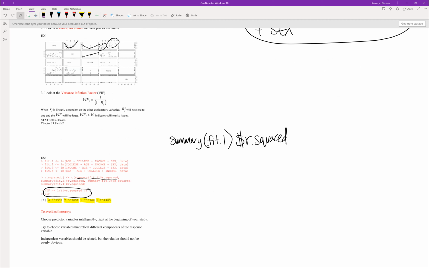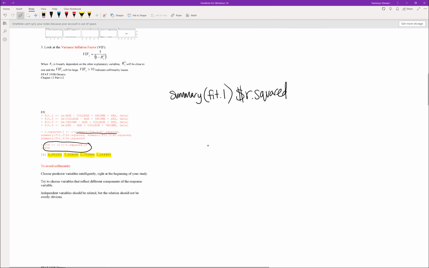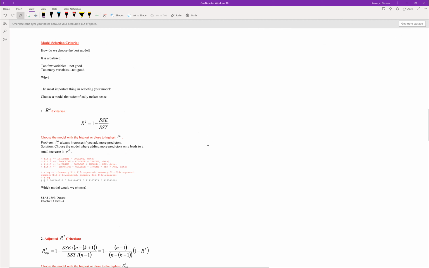Okay, it's okay for your independent variables to be related, but you don't want that relationship to be overly obvious. Otherwise, you're going to have issues with your model where you think you know more than you do, right? So how do we choose this best model?